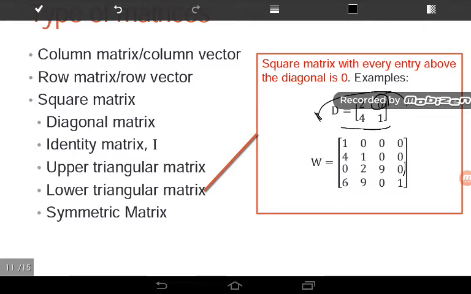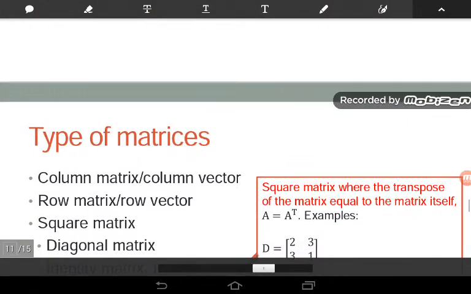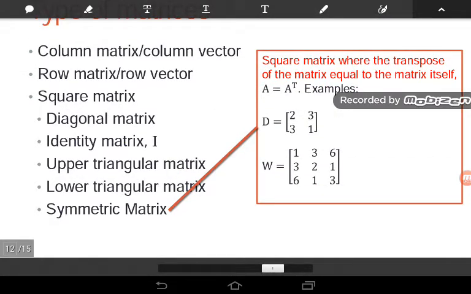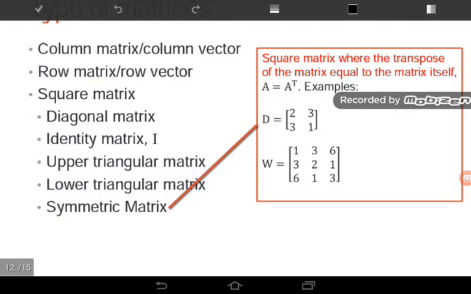The last one is symmetric matrix. So what is a symmetric matrix? A symmetric matrix is a square matrix where the transpose of the matrix equals the matrix itself. So matrix A equals A transpose. For example, D equals 2, 3, 3, 1.